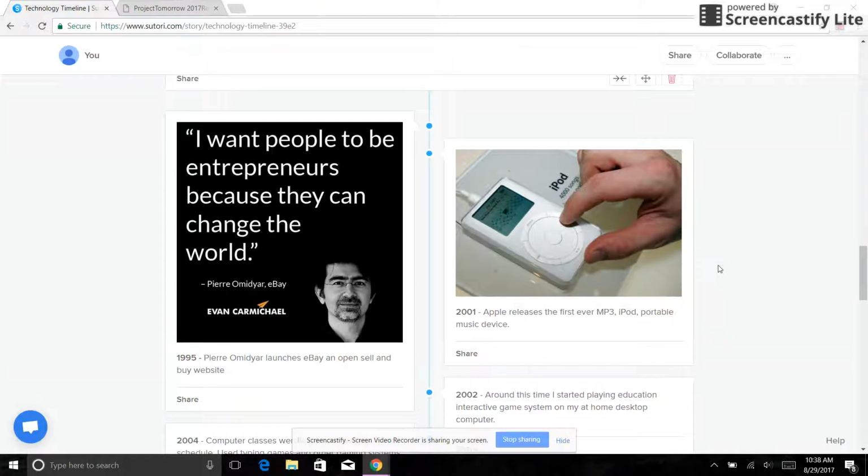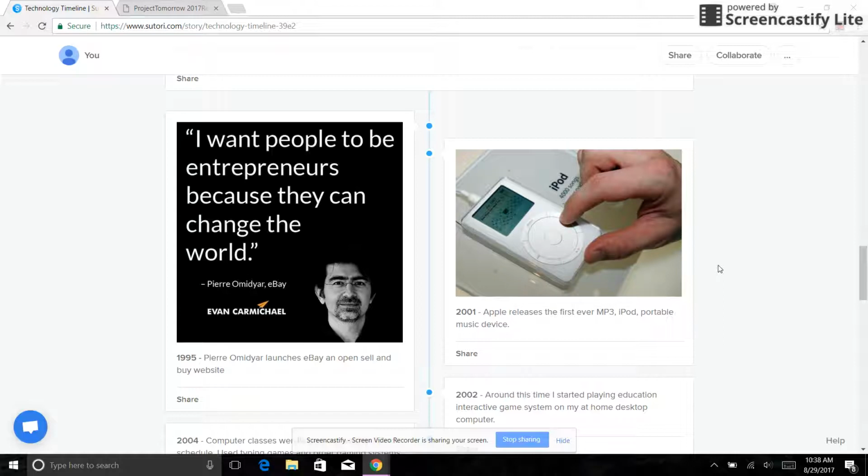I chose him just because I thought that was really interesting. I just kind of never really paid attention to eBay much, and it was really interesting that he did this because he wanted other people to be able to be entrepreneurs and start their own sort of businesses and selling things and stuff like that.